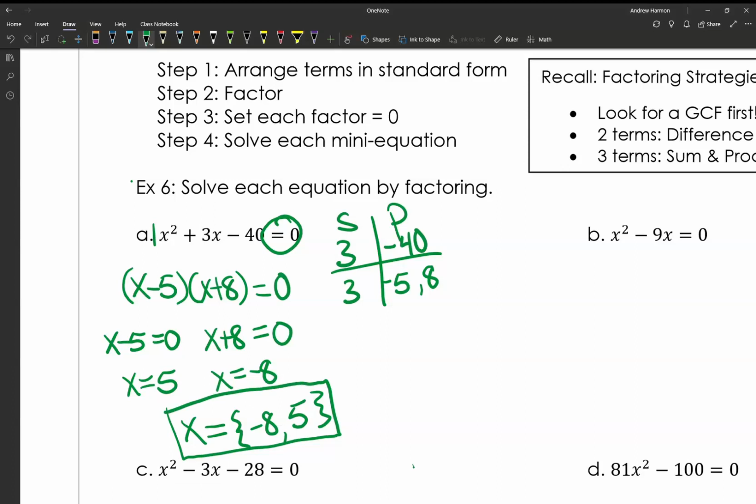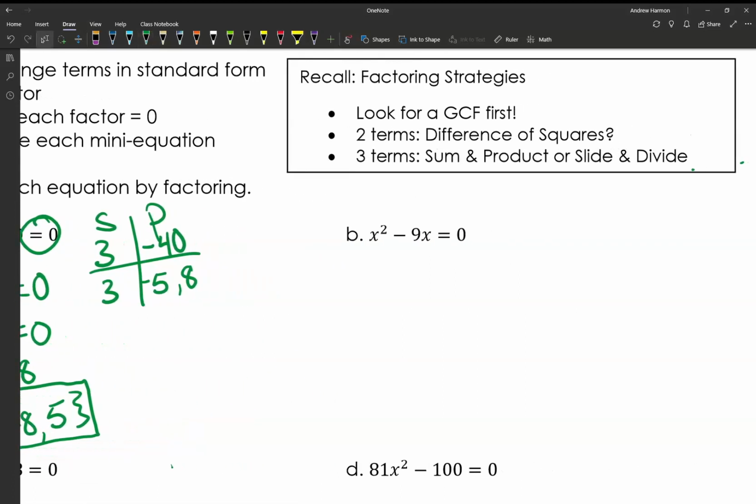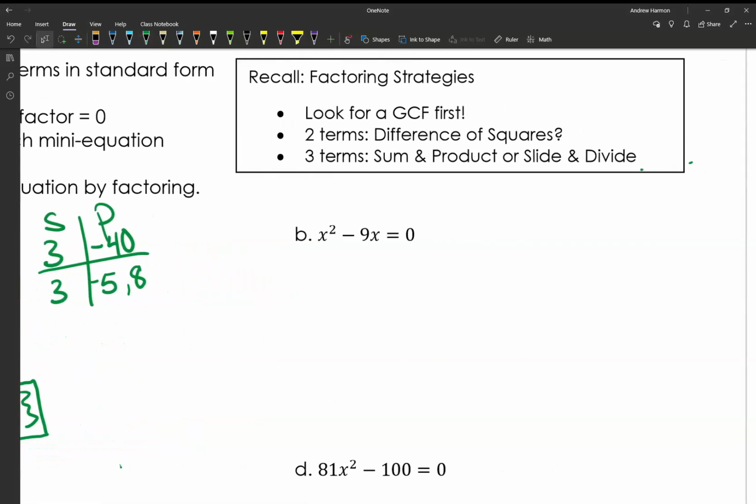Alright, let's look at example B. Example B is x squared minus 9x equals 0. So again, always look for a GCF first. And in this one, we do have a GCF of x. So we factor out that x, and then we write what's left. x squared divided by that x is x. Negative 9x divided by x is just negative 9. And then we're going to bring down our equals 0.